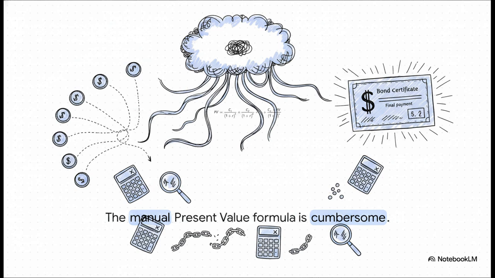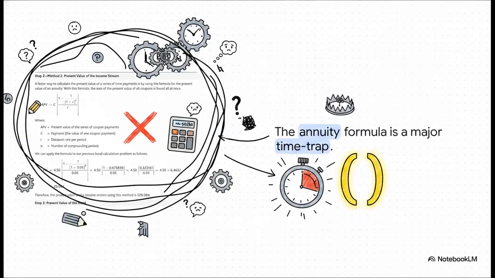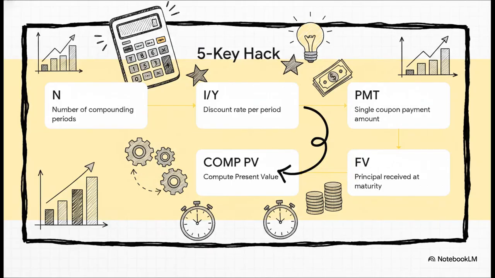Do not fall into this trap. Hard pass. And sure, you might think, well, I'll just use the annuity formula to group the coupons together. Honestly, it gets even worse. Doing that complex math manually during a high-pressure exam is a massive time trap. One missed parentheses on your scratch pad, and your entire answer is toast. So here's the crucial pivot. Bypass the manual math entirely.